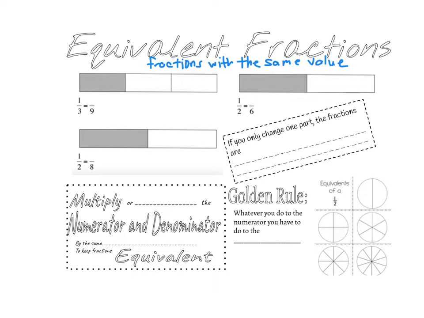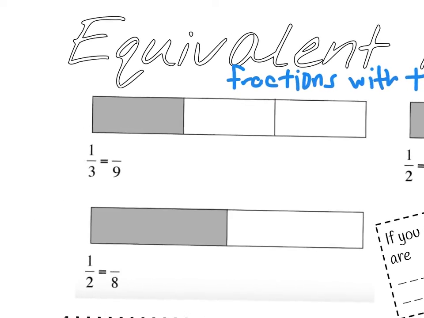So what does that actually mean? If they are fractions with the same value, it means if we were going to model it, the pictures would look the same. If we think about shading, the same amount of the whole would be shaded. It just might be cut in different numbers of pieces. So we're going to look at our very first fraction bar here.